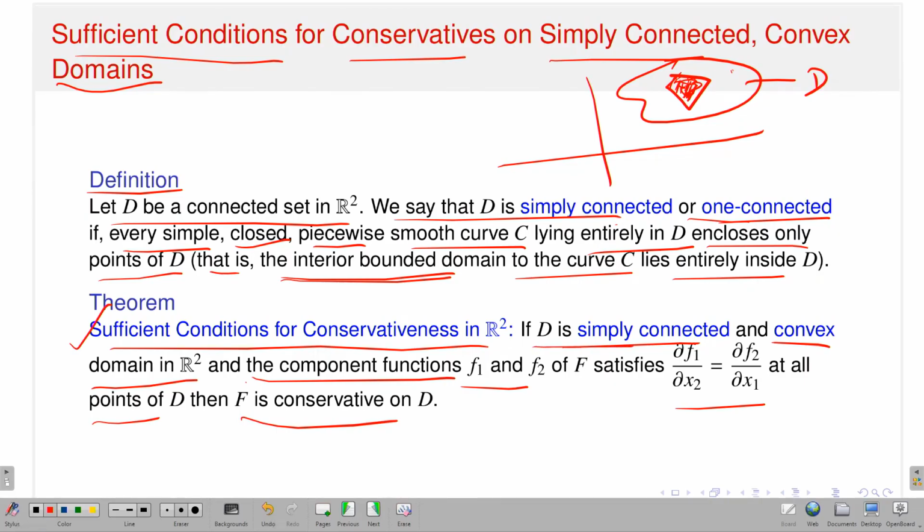If I deal with D which is a simply connected and convex domain in R2, and since I am in an R2 to R2 vector field, suppose you have component functions small f1 and small f2, and if they satisfy that the partial derivative of f1 with respect to x2 is the same as the partial derivative of f2 with respect to x1, then F is conservative, that means capital F is a gradient vector field.